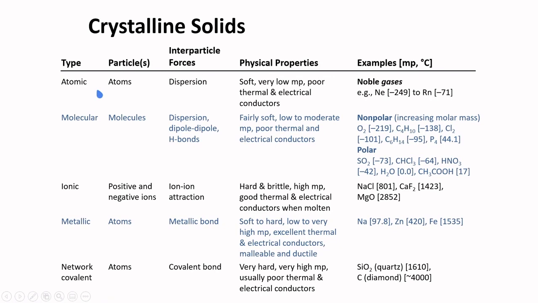In summary, here are different types of crystalline solids. We have the atomic solids. They are soft with very low melting points and poor thermal and electrical conductivity. We have molecular solids. They are fairly soft, with low to moderate melting points, and poor thermal and electrical conductivity. Ionic solids, held by ion-ion attraction, are hard and brittle, have high melting points, and have good thermal and electrical conductivity when they are molten.